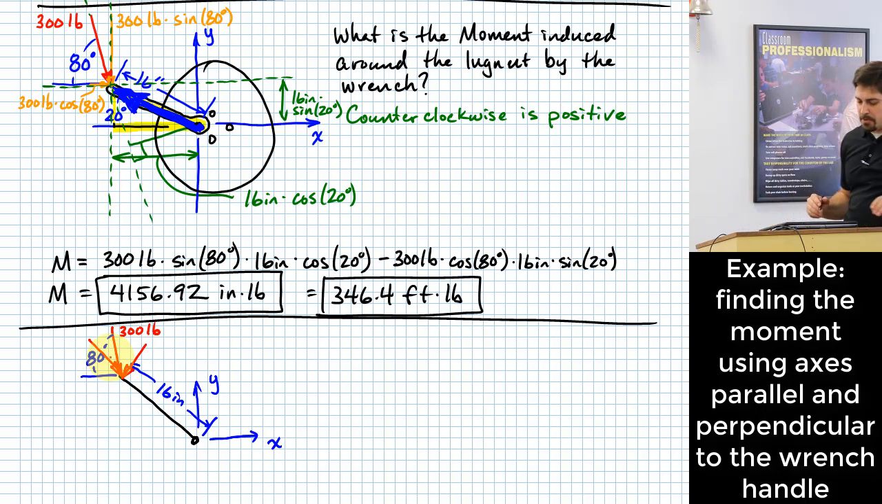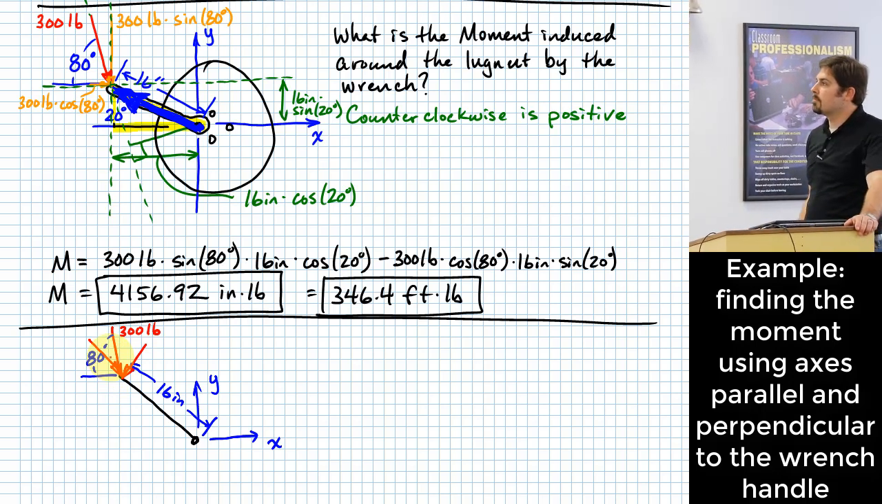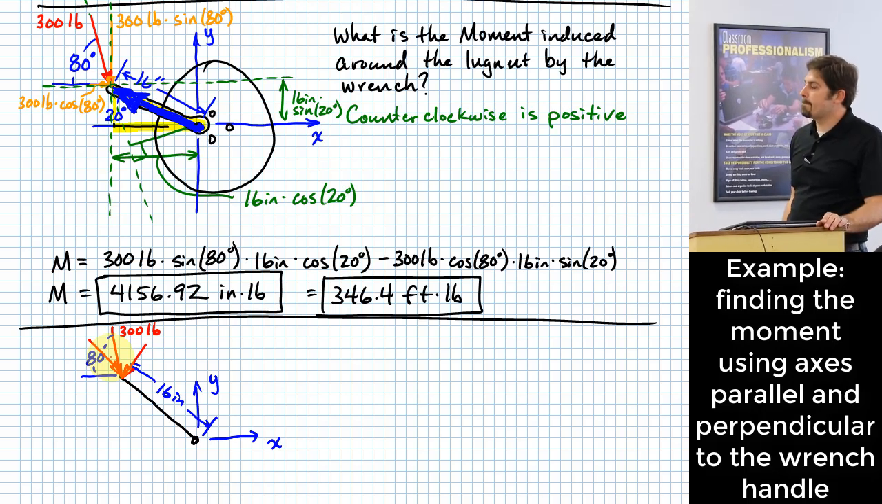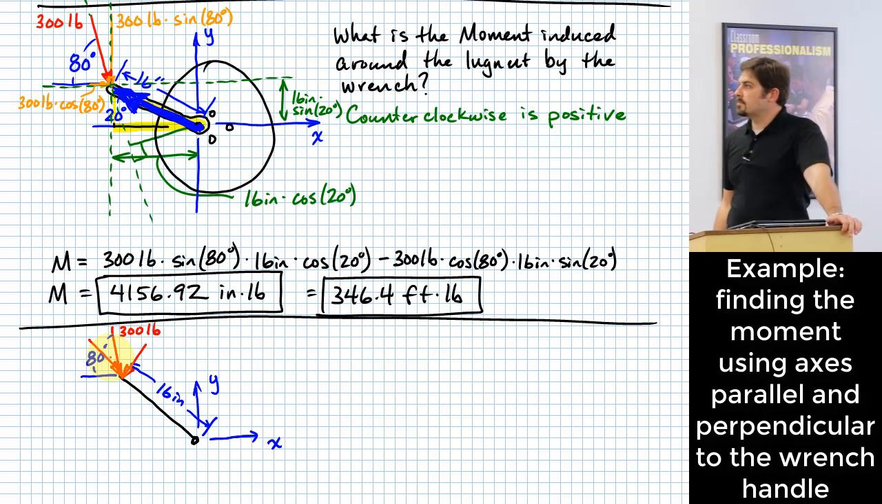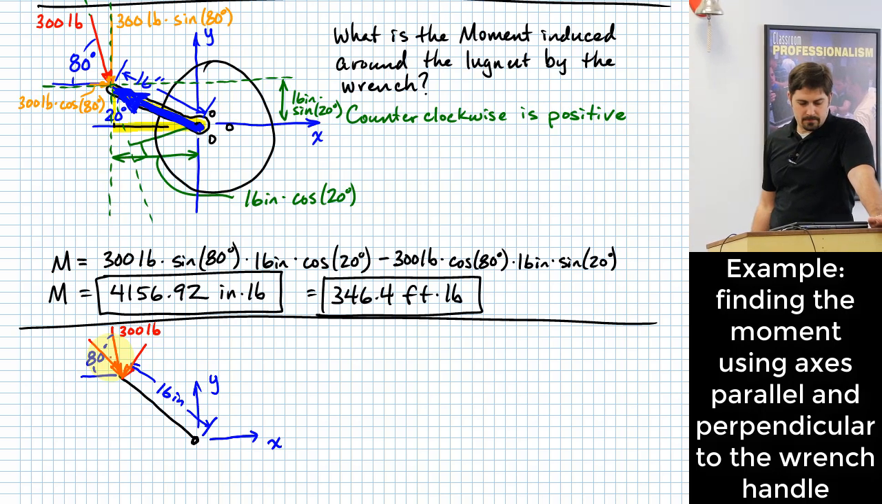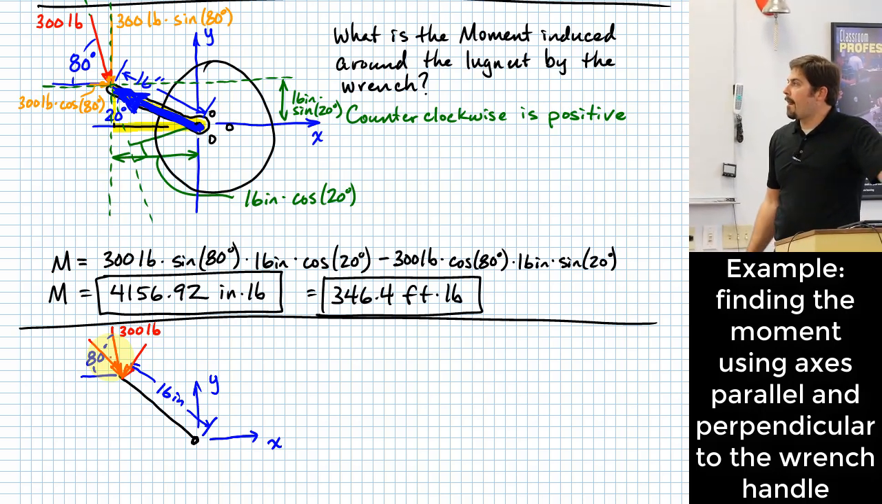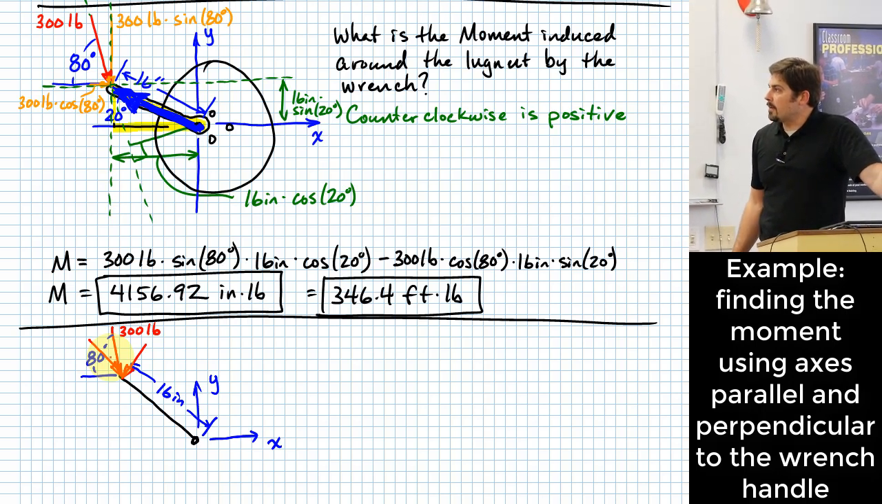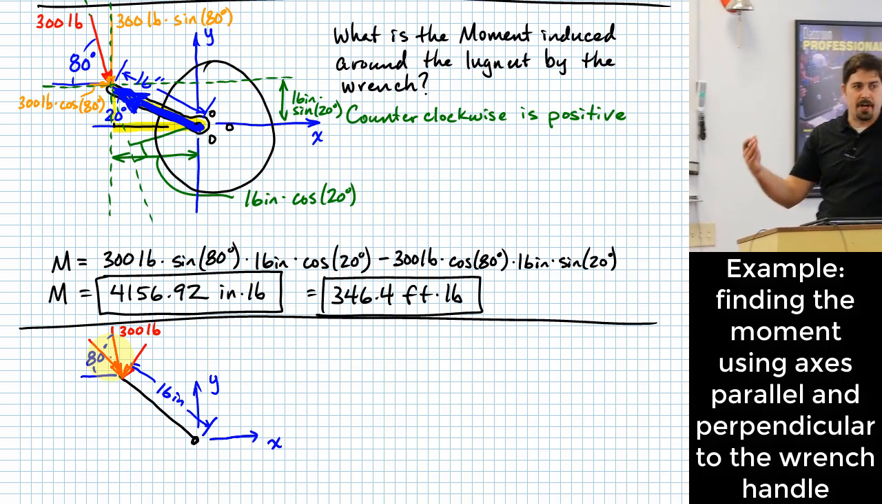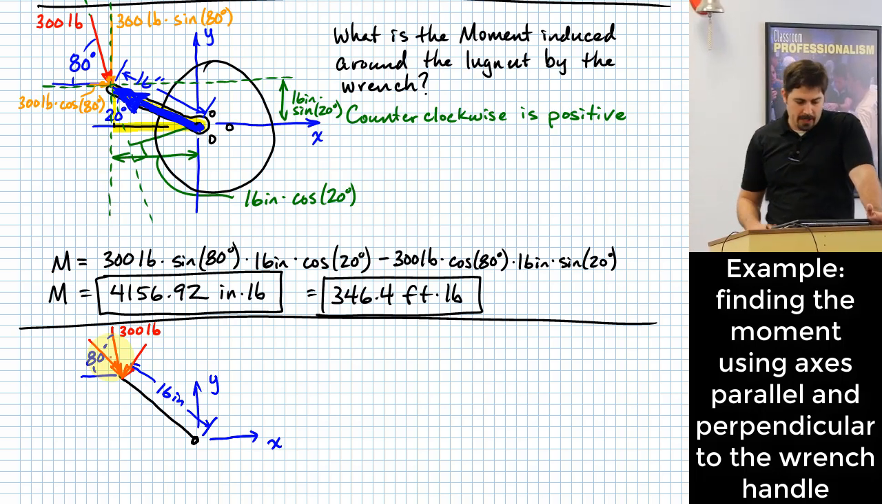How would that be useful to us? How's that useful to us? Okay. If you can figure out just the component that's perpendicular to the handle, then you can just multiply it directly by the 16 inches and you're done. All right? Well, how do we get there, though?